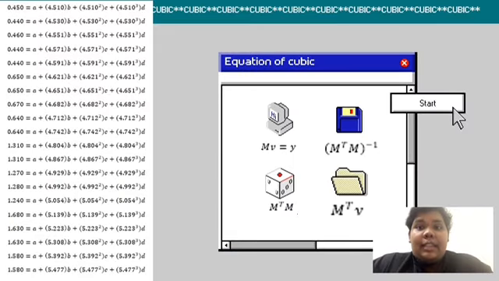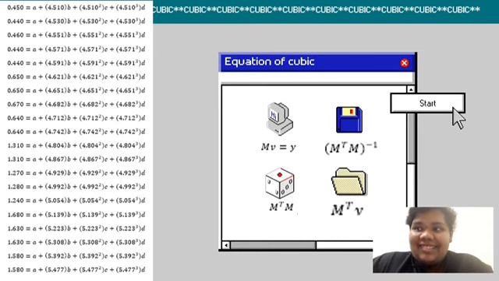Hi, me again. These are all the 20 data points that we have, and we put them into the cubic equation, and we get this cubic model. With this cubic model, we can get Mv equal to y, where v equals M transpose M inverse times M transpose y. So let's continue to find all of these equations.